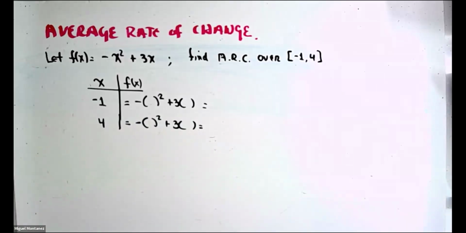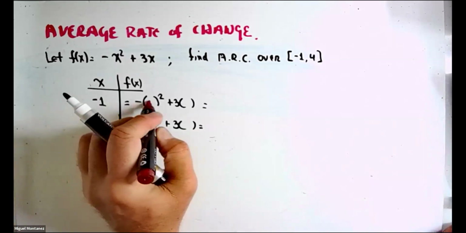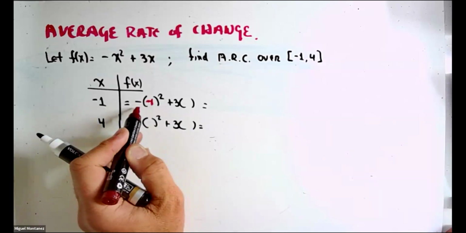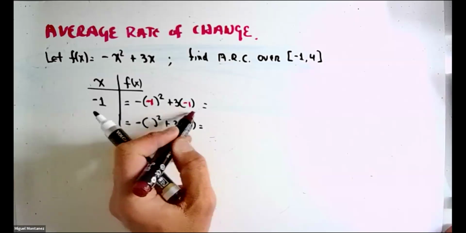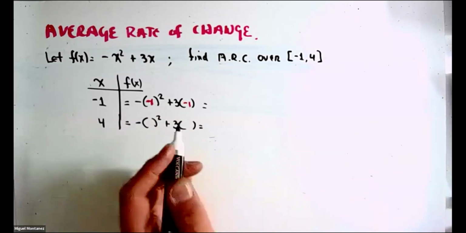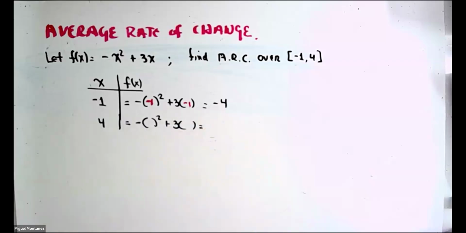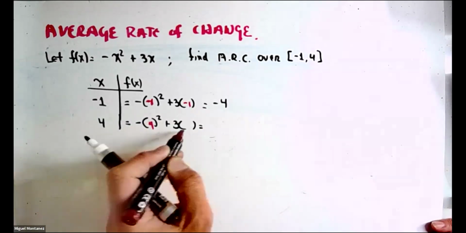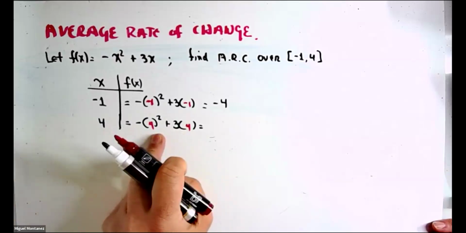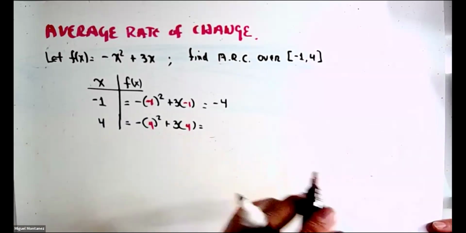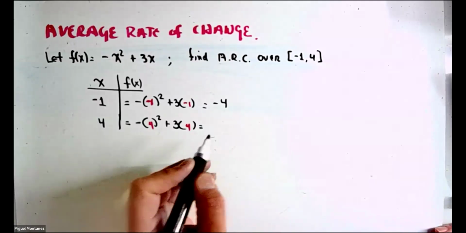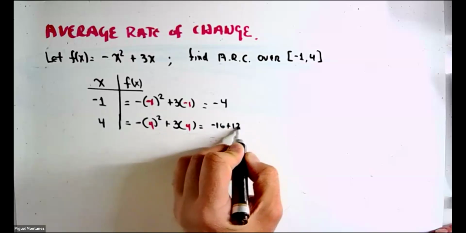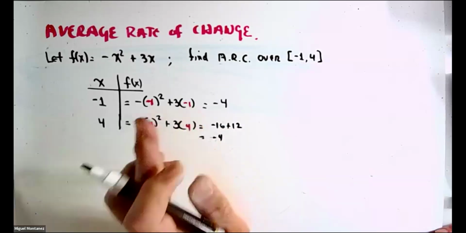So let's see what we have. When the input is negative 1, negative 1 times negative 1 is 1. Opposite of 1 is negative 1. 3 times negative 1 is negative 3. Negative 1 minus 3 is negative 4. The input is 4 here. This will be negative 16 plus 12, which is negative 4.